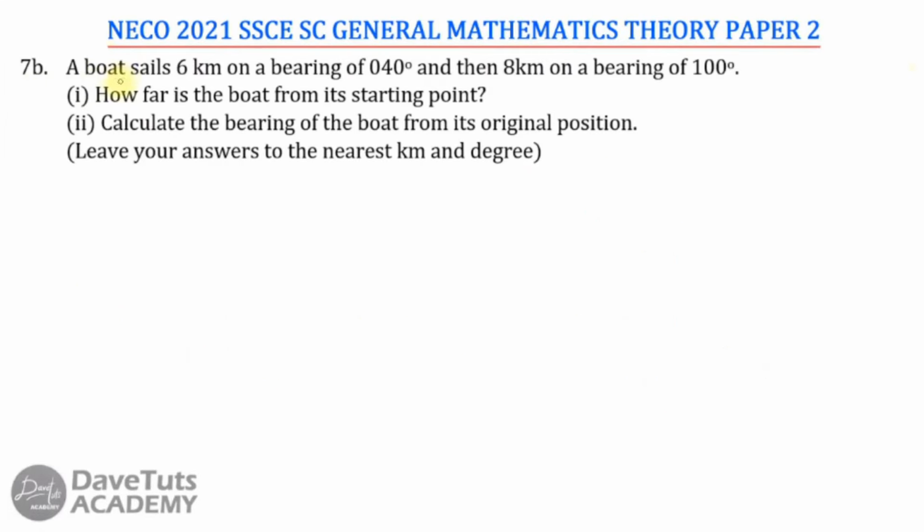We have this question on bearing and distances, in which we are told that a boat sails 6 kilometers on a bearing of 040 degrees and then 8 kilometers on a bearing of 100 degrees. We have to find how far the boat is from its starting point and to calculate the bearing of the boat from its original position. Our answers will be to the nearest kilometers and degree.